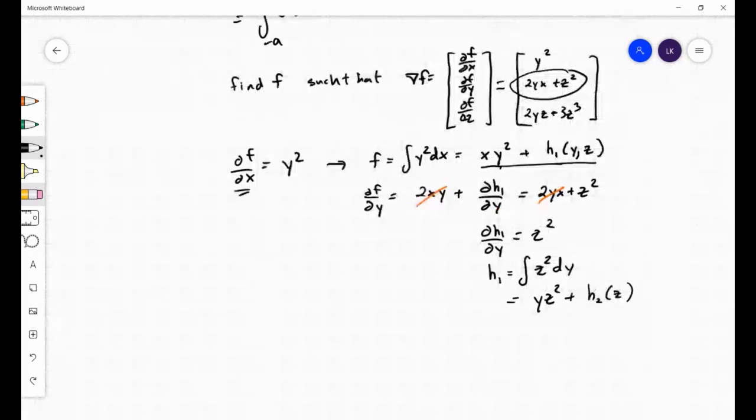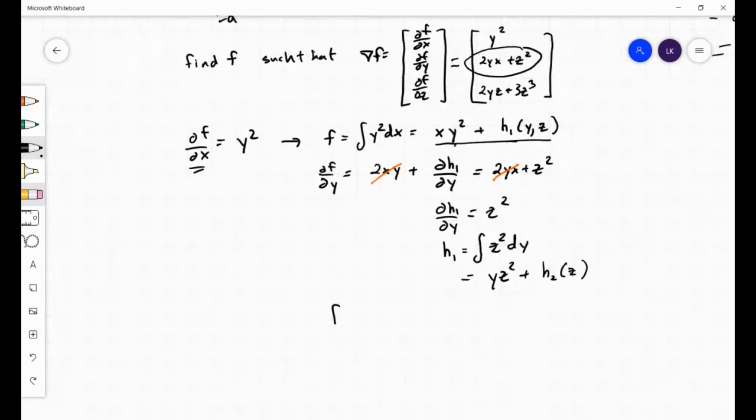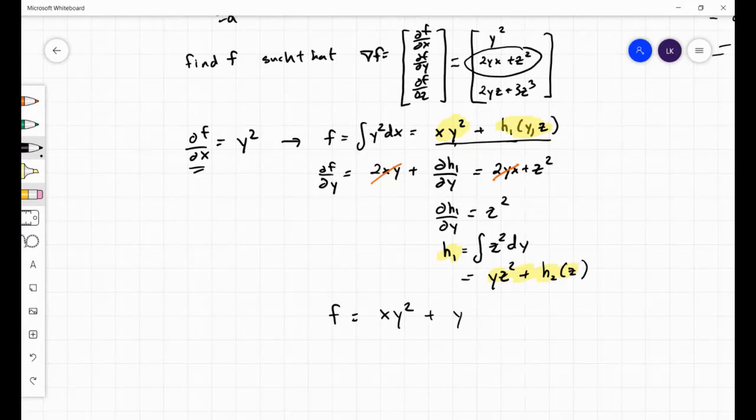Okay. Beautiful. So now let's update f. f is xy squared plus h1, which we found. So h1 is yz squared plus some function of z.